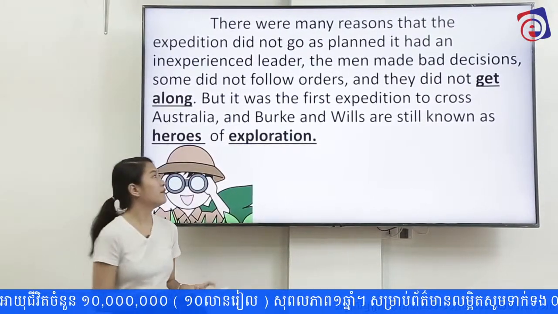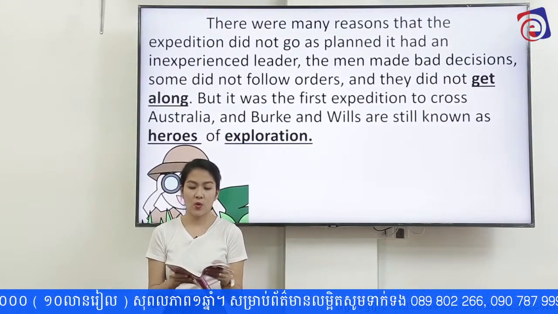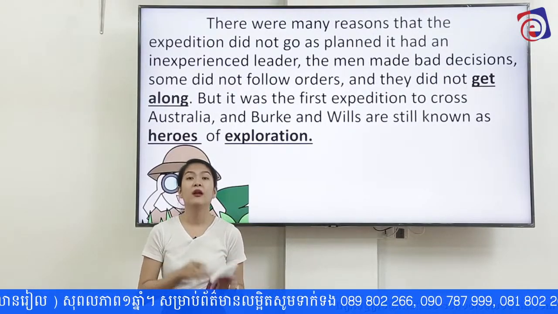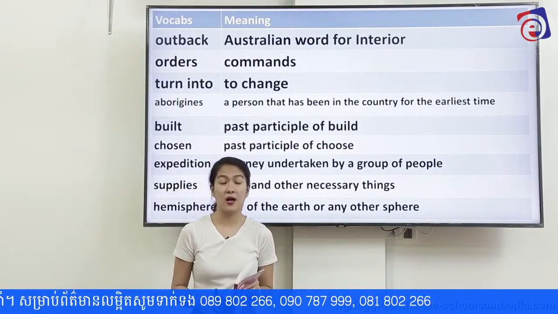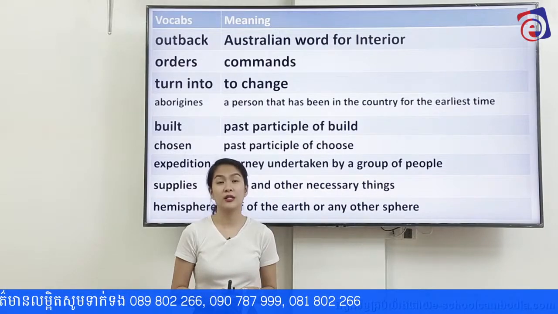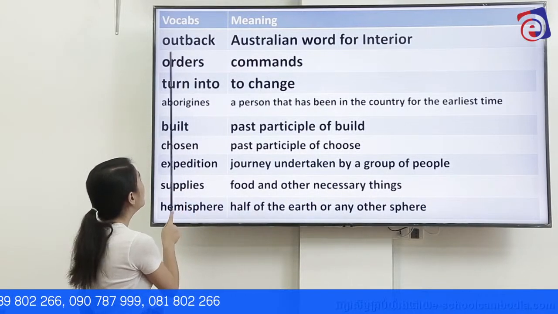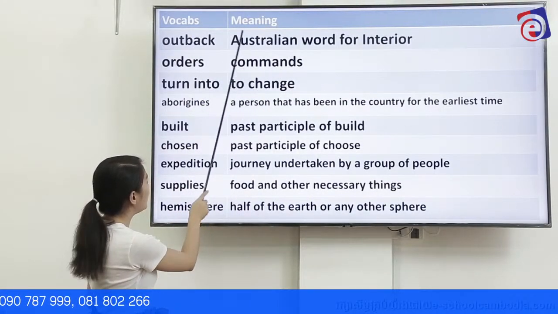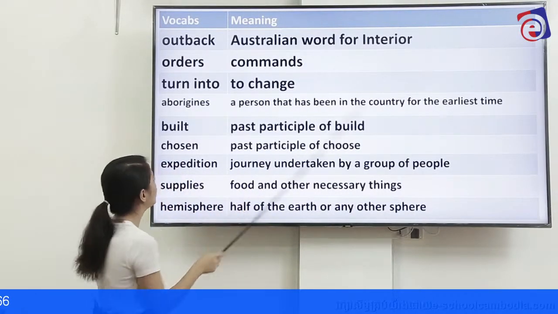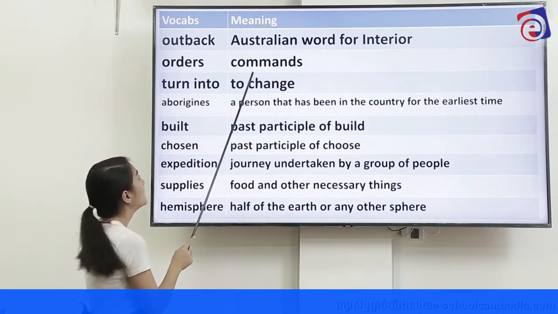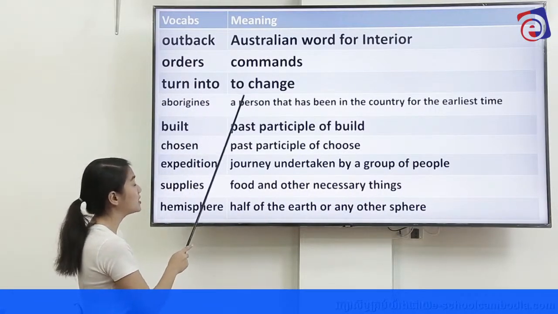Okay, so we have here words that are underlined and bold. So we're going to look for the meaning of these words. Okay, first, these are additional words for your vocabulary. So, vocabs here, outback, meaning Australian word for interior. So they have an Australian word, outback. Orders, orders is commands. Turn into, which means to change.